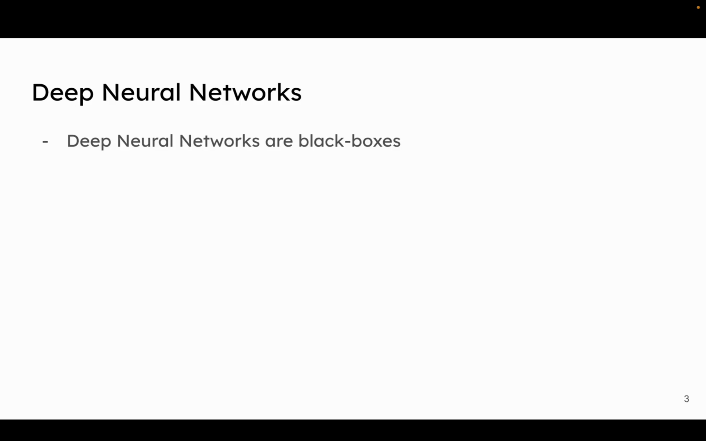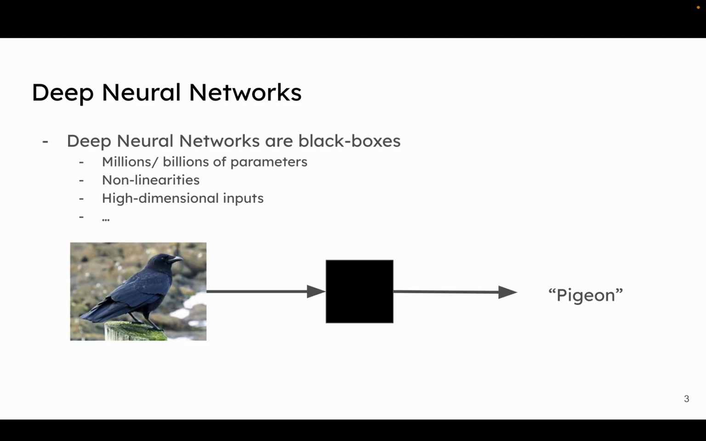Deep neural networks are known to be black box models that are hard to interpret. Some reasons for this include the large number of parameters, nonlinearities, and the high dimensionality of the inputs. For example, a crow might get incorrectly classified as a pigeon with no clear reason why.